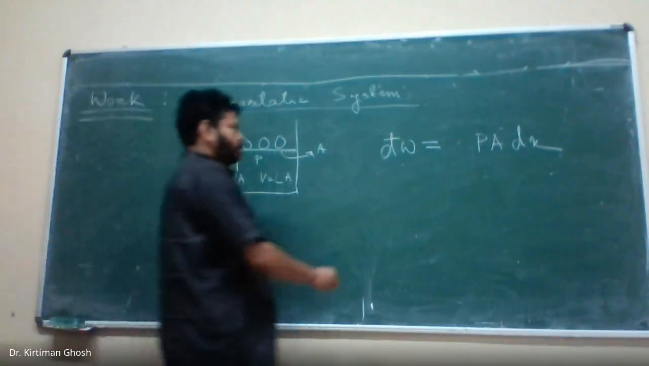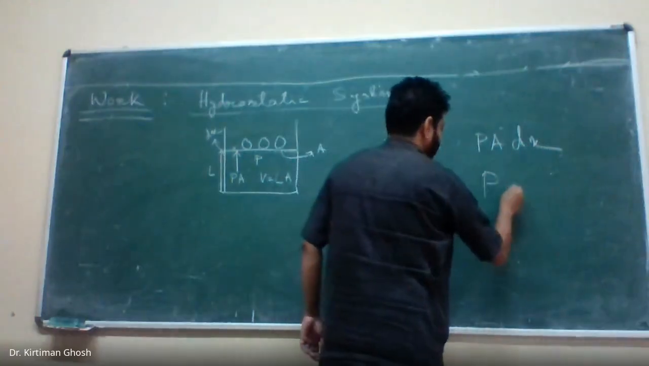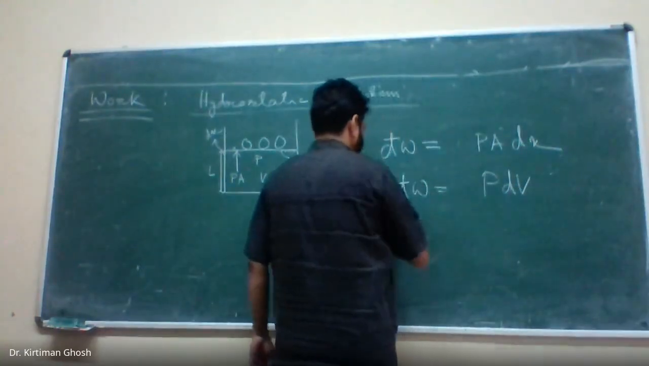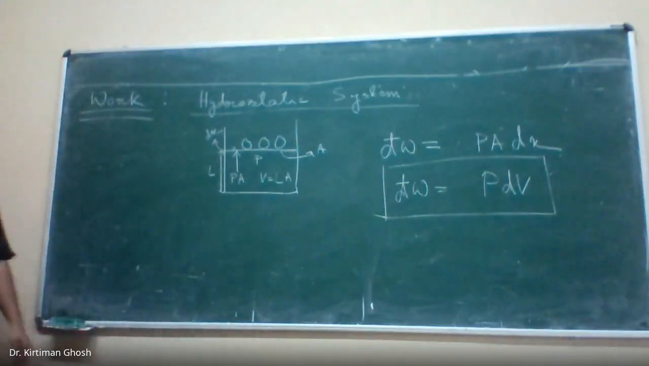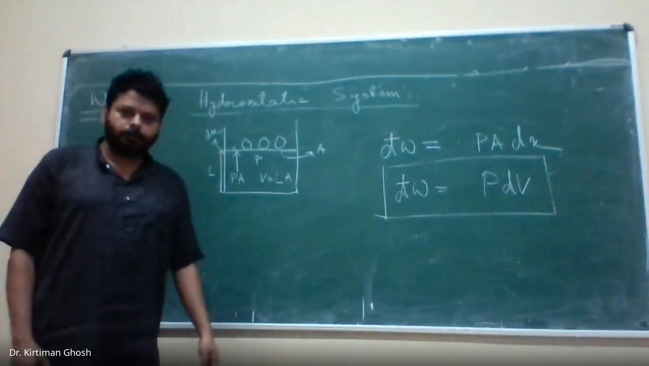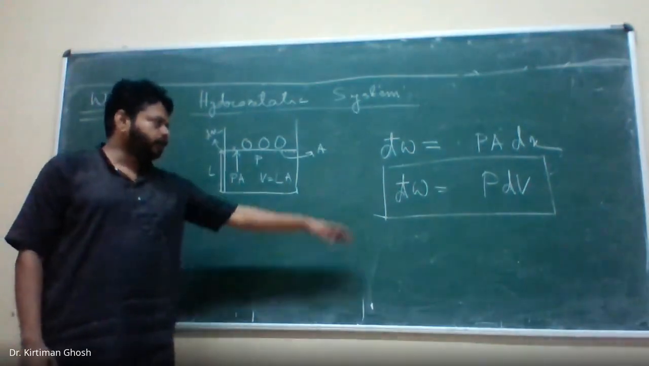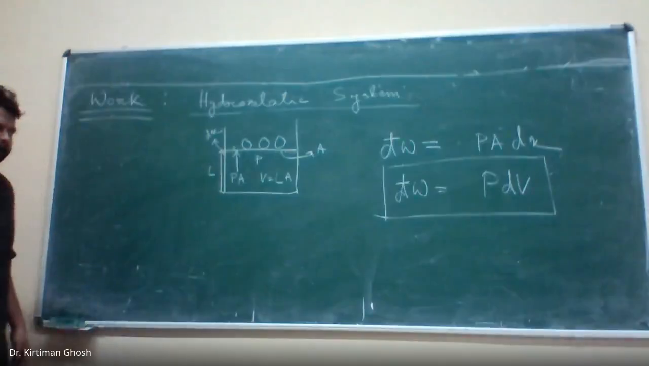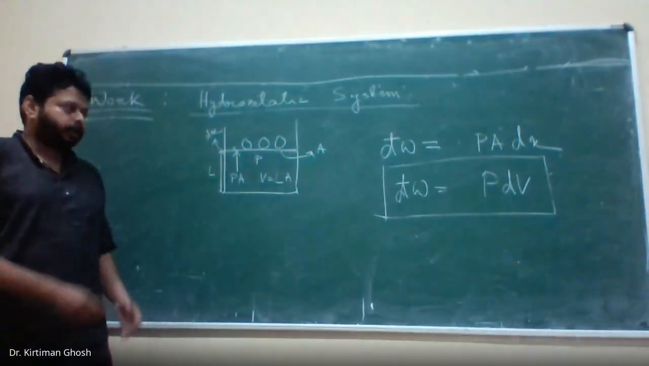Okay, so dW equals P dV. A times dx is dV. So this is how you can calculate the infinitesimal work done on the system. Now there is a convention.